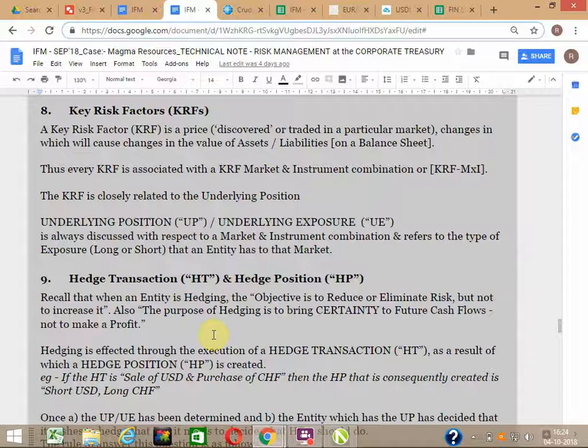Essentially you can see the definition here. KRF is associated with the KRF market and instrument combination, which is what I told you. Market instrument combination, you already saw the example. We just looked at the crude oil futures curve. There, the market instrument combination is: crude oil is the market.